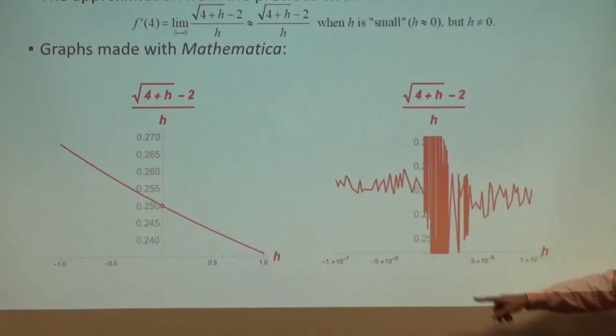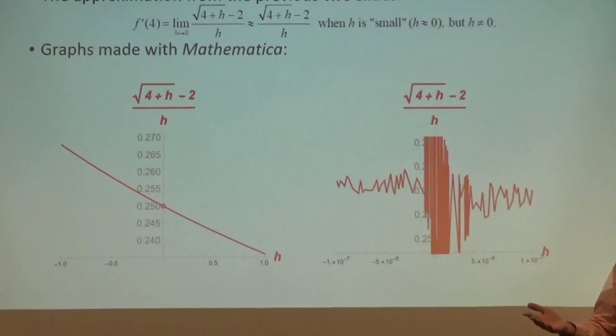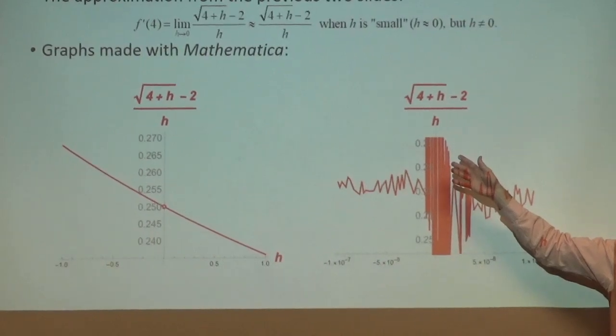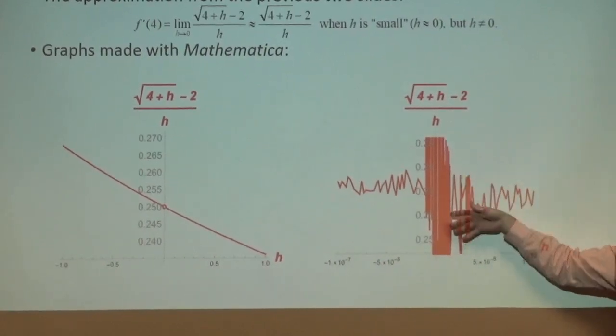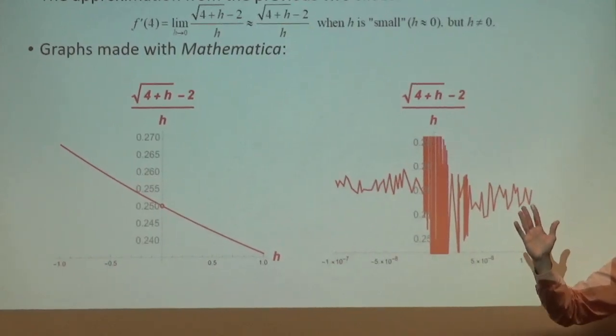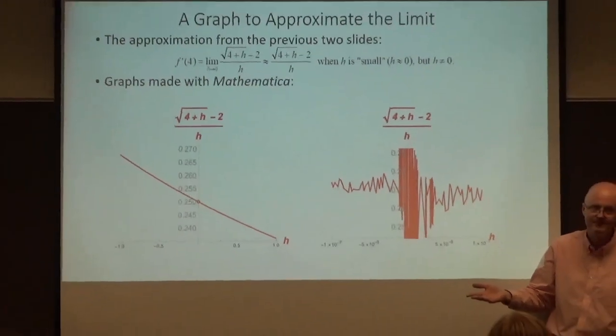It's also a little confusing because you see a bunch of 0.25s here. That's because the value is so close to 0.25 that Mathematica is, in a sense, rounding all the numbers on the vertical axis there to be 0.25. Because it's so close. But they're jumping all over the place. Mathematica is graphing whatever it computes, but it's computing wrong numbers.